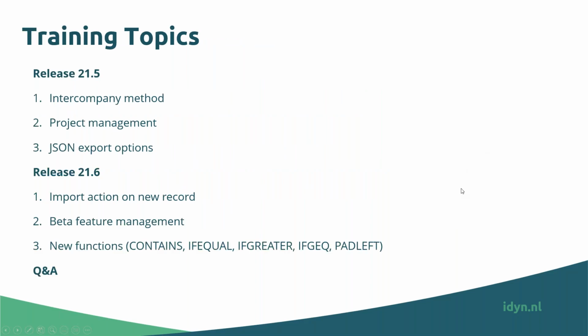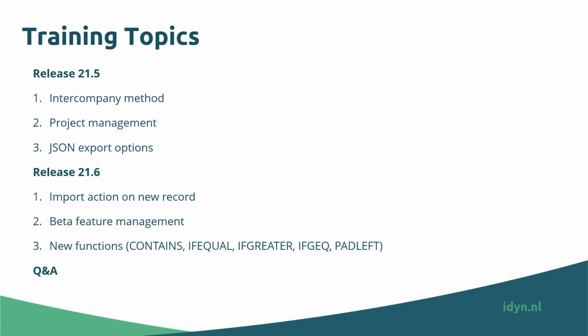So today's topics, as discussed in the highlight session for ConnectIT: we had an additional release in January where we added some stuff like a new method for intercompany synchronization, some administration with the project management where we could group definitions, and we added some more JSON export options, primarily focusing on multiple array options.